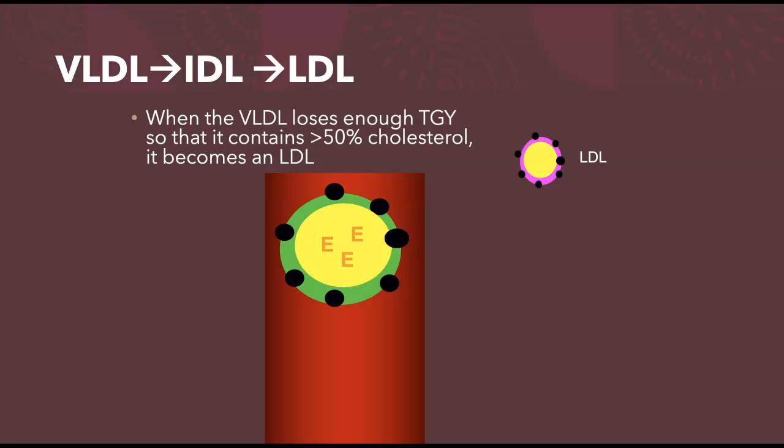So as the VLDL donates its triglyceride, and a greater proportion of the lipid core is cholesterol, it is referred to as an intermediate density lipoprotein, or IDL. When the lipoprotein is 50% cholesterol, it becomes an LDL. So the IDL is the transition lipoprotein between the VLDL and the LDL. So here we have a VLDL that's losing its triglyceride, becomes more cholesterol, forming the LDL.